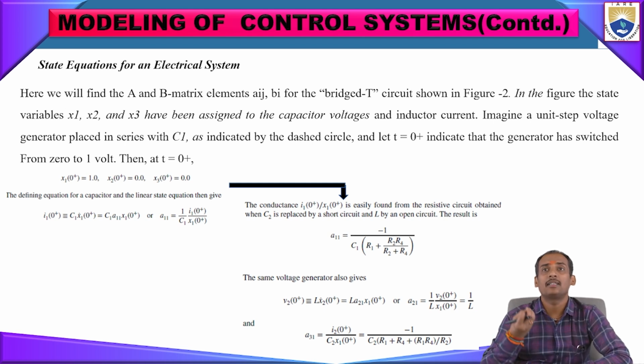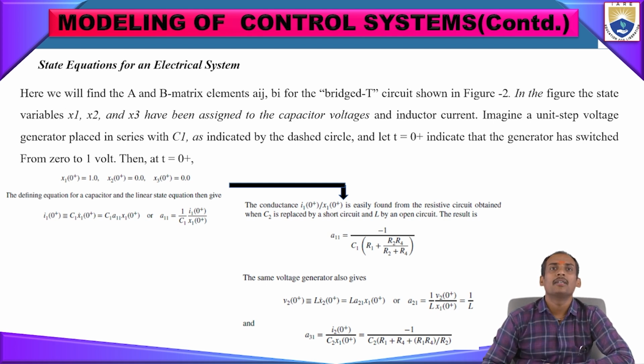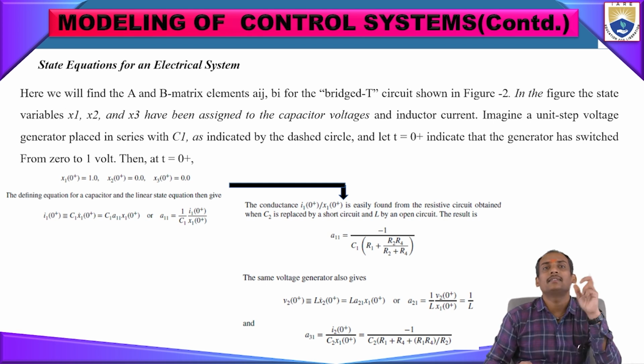If the time is increasing from 0 to some other level, the generator has been switched from 0 to 1 volt. Then at t equal to 0 plus, x1 dot will be 1 comma 0, x2 will be 0 0, and x3 will be 0 0. These are all changes in that function only.